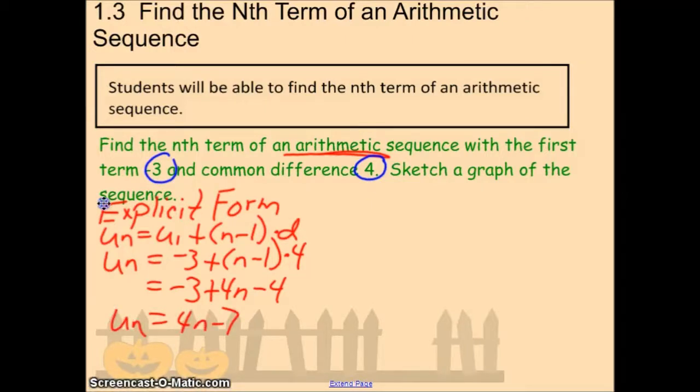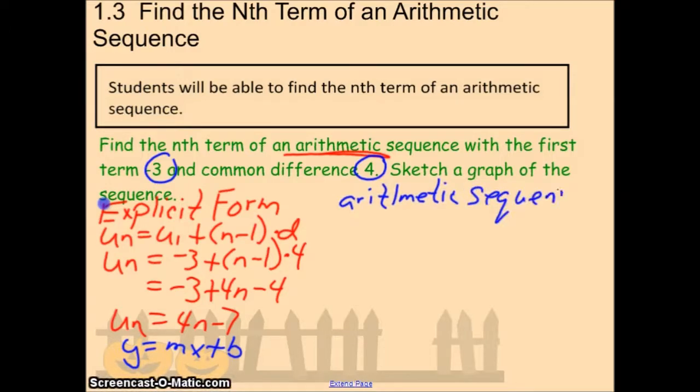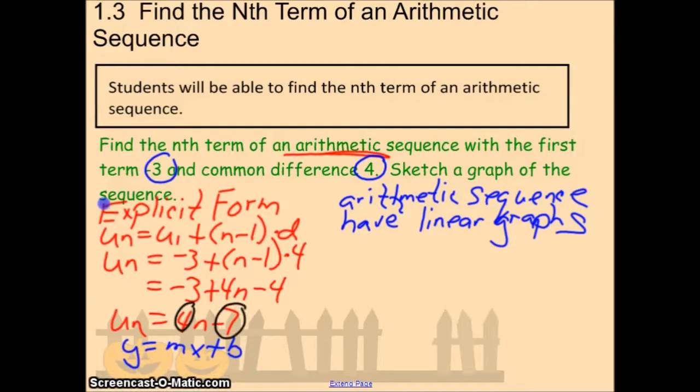And now I want to point something out here. This can be thought of in the form y equals mx plus b for a linear equation. You already know from our discussion 2 videos ago that arithmetic sequences have linear graphs. If it's arithmetic, it has a linear graph. And so the slope is 4 and the y-intercept is -7.